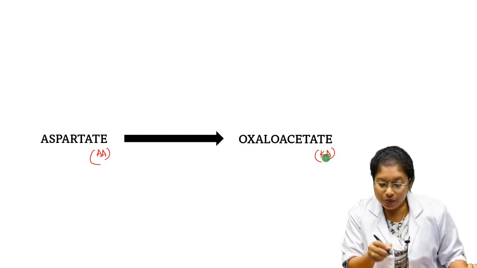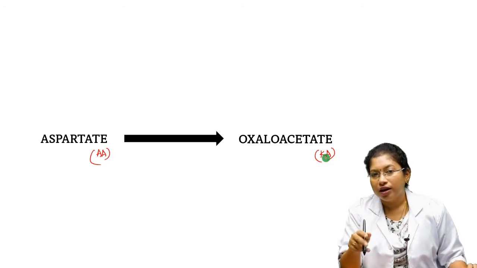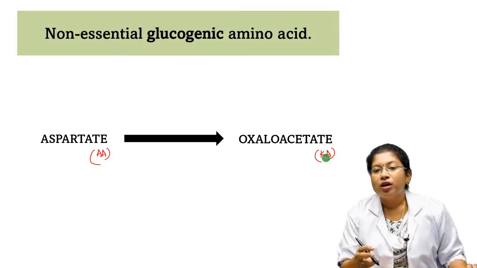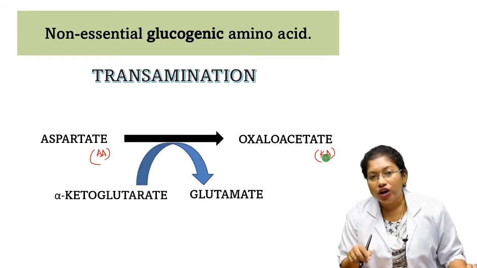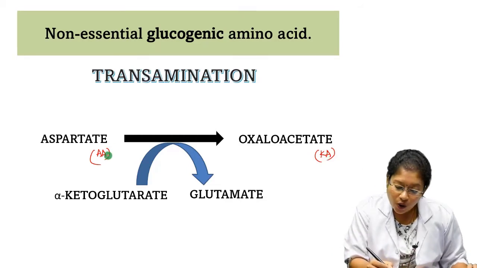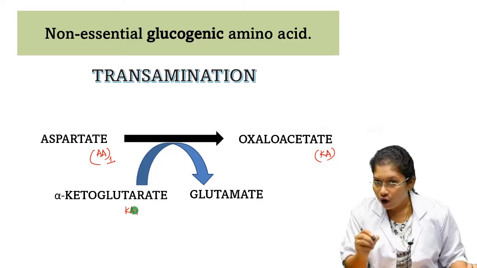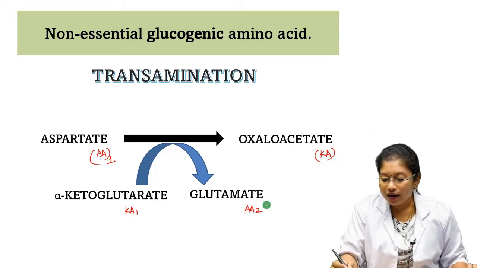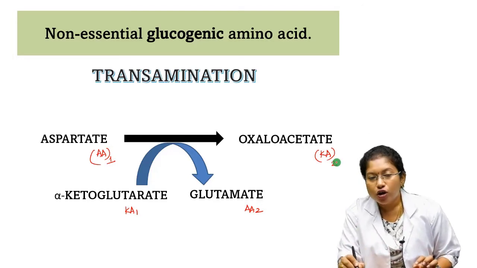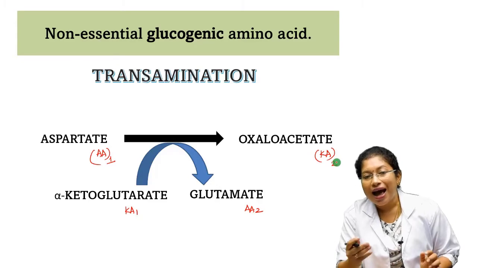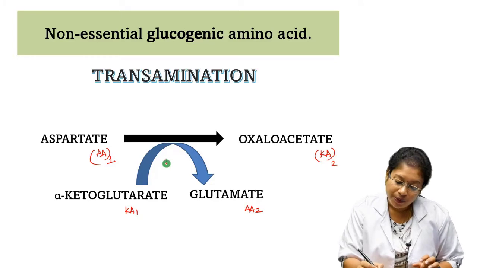That means the aspartate amino acid should react with a second keto acid. What is that? It may be anything. So it is alpha ketoglutarate, which is going to give glutamate. So amino acid 1 reacts with keto acid 1 to form amino acid 2 and keto acid 2. This reaction is transamination. So what is the enzyme? Transaminase, aspartate transaminase. The coenzyme required is PLP.